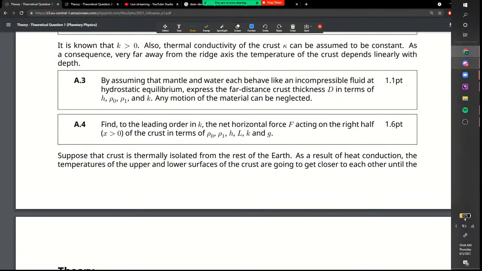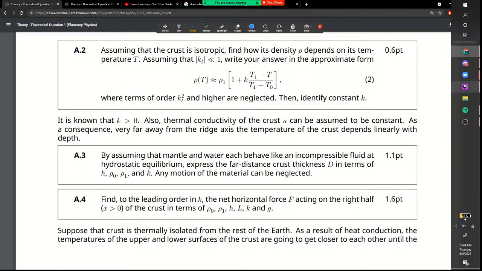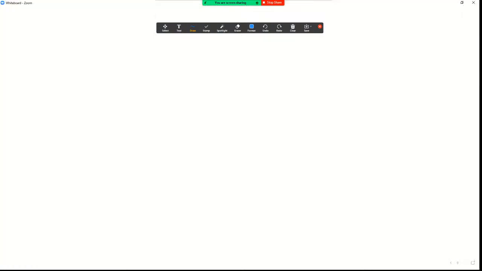So A4. Find the leading order in K the net horizontal force F acting on the right half. So right half is x greater than 0. Or the crust in terms of rho 0, rho 1, H, L, K, and G. Okay, this seems a bit more bashy now. I think this is like the first problem only. Yeah, I think it's similar to that problem too. But now you have to integrate.